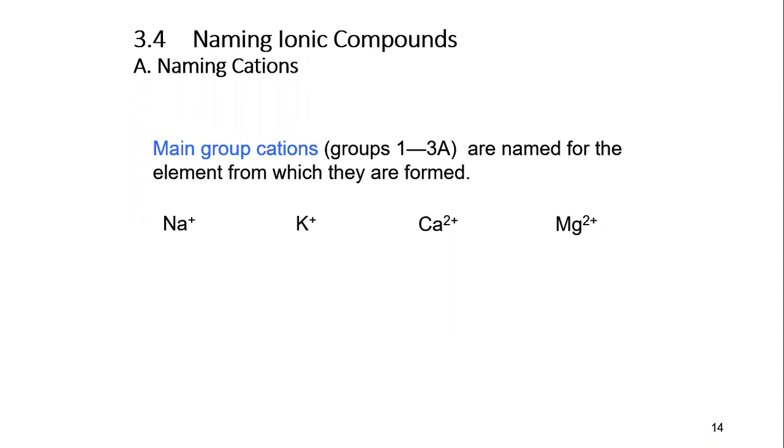So now we're going to be looking at how we name cations. We're looking at mainly the group 1 through 3A, which is our main group element cations. And so it's very easy to name them. The name of the cation is just the name of the element. So anytime you see a cation and it's a main group cation, all you have to do is give the name of the element. It gives the name of the cation.